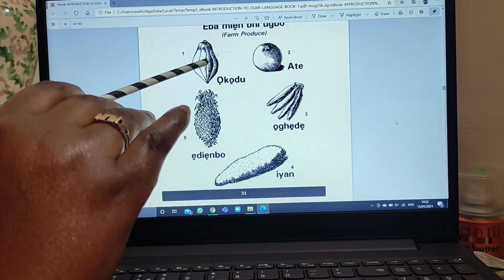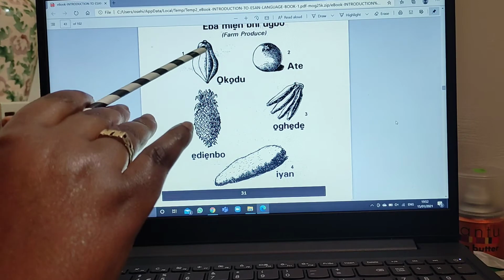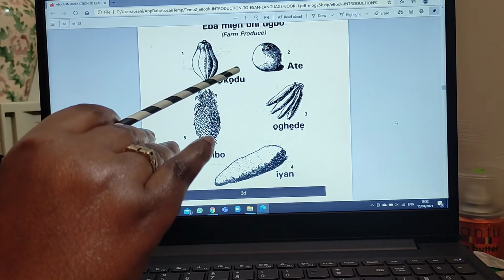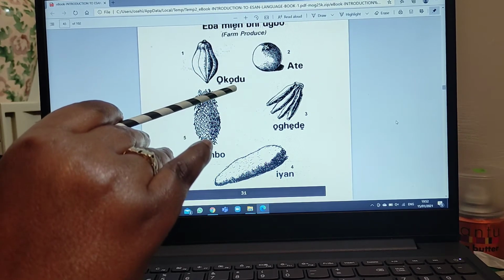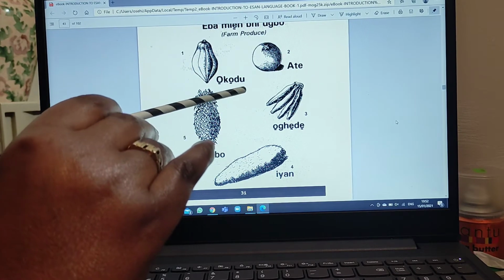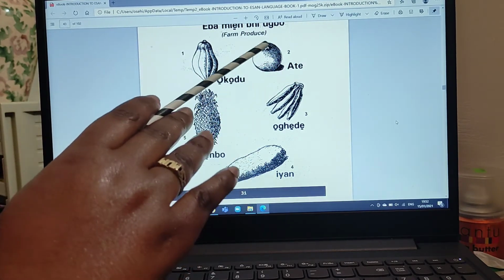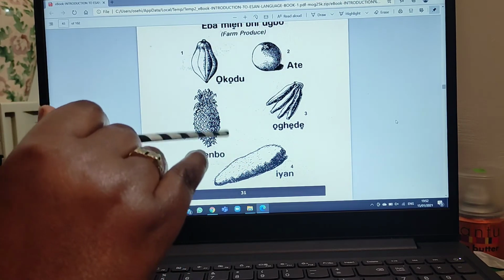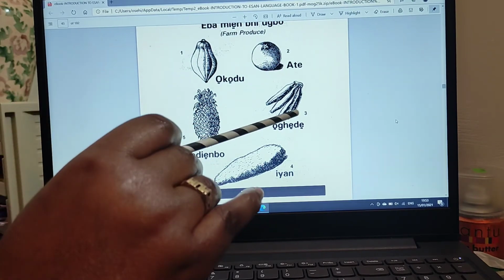Okodu is pawpaw. I know the shape here, you can see, I think it does look like pawpaw. Some people call it papaya, but this is in Esan. Usually, some people will even call it pawpaw most of the time. So that pawpaw or papaya is okodu. Ate is orange. Ediebo is pineapple.